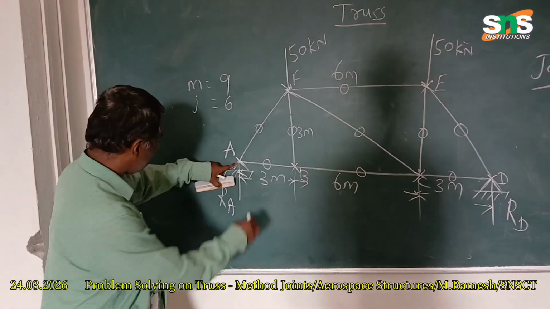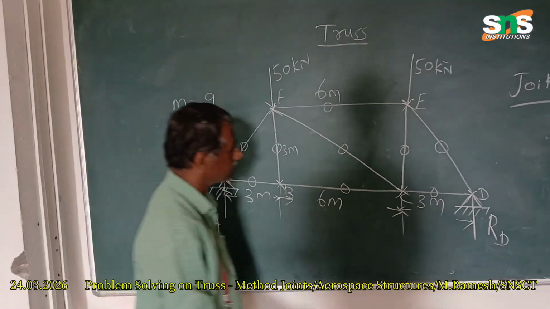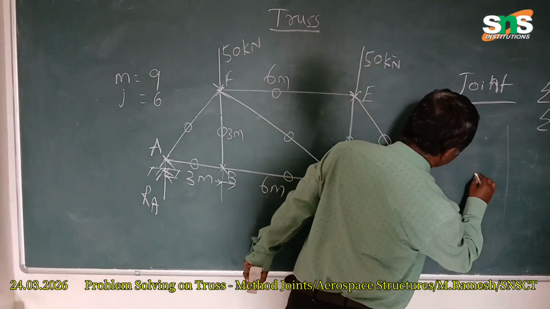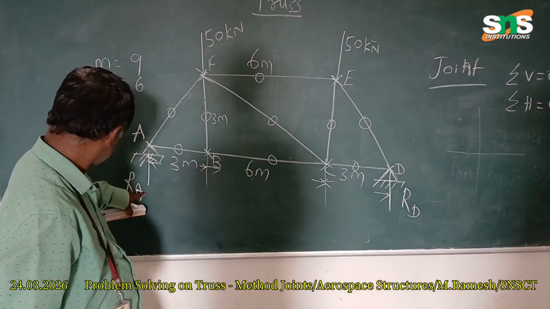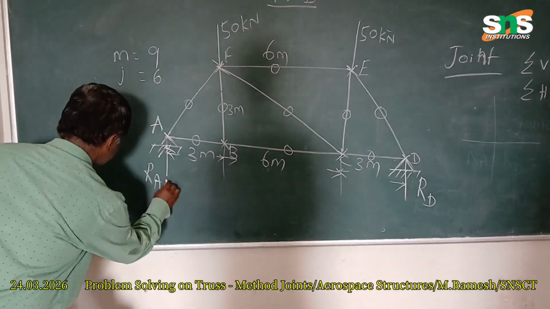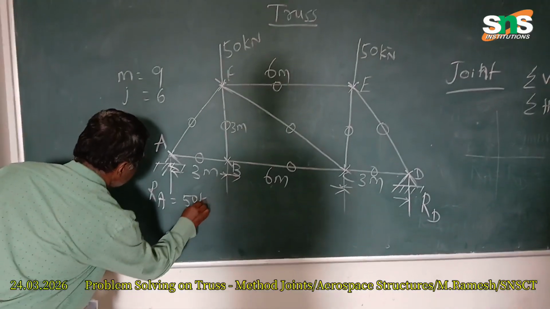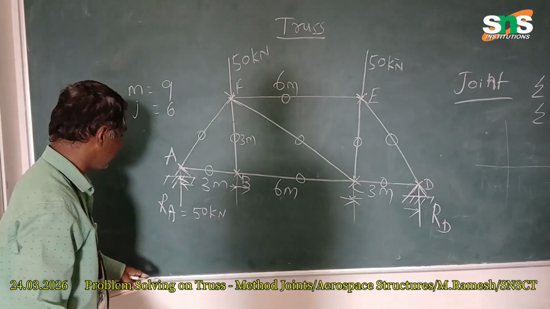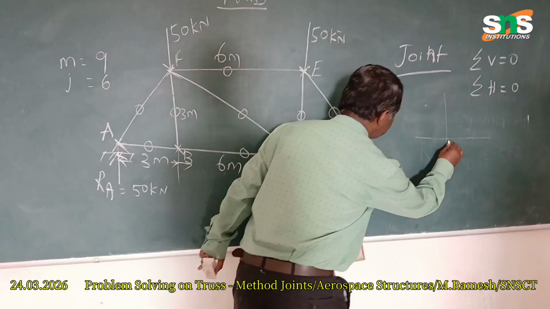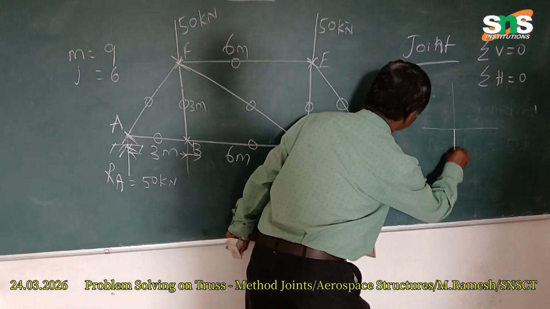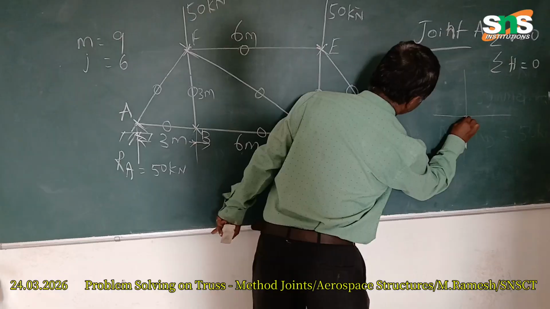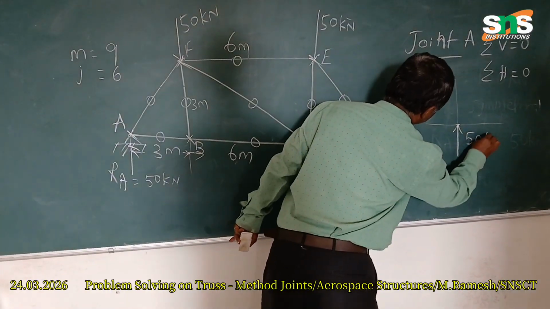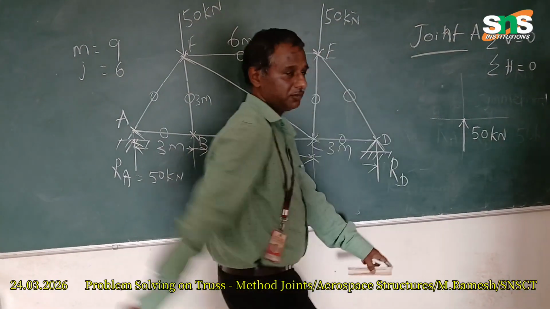At joint A, I am having a member here. I have four quadrants and I can put the forces. For joint A, this load RA is equal to 50 kilonewton. So 50 kilonewton is directly associated to joint A. This point is A. Here it is RB, which is equal to 50 kilonewton. This is a node value.